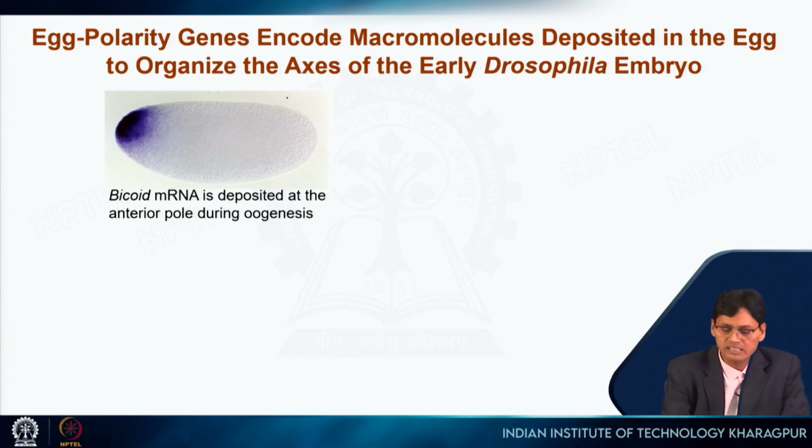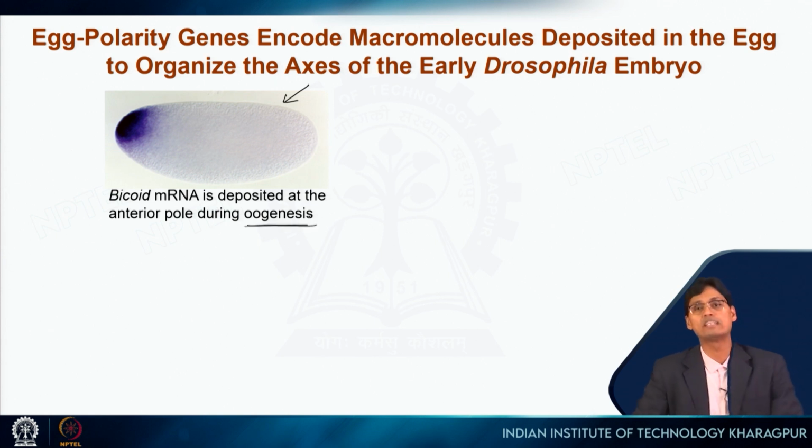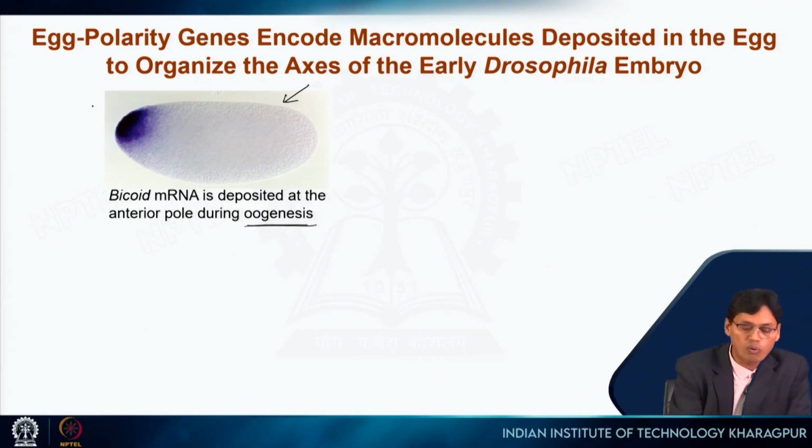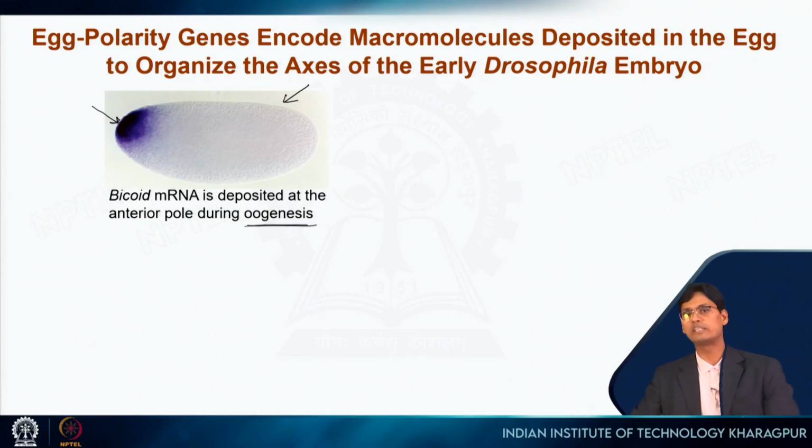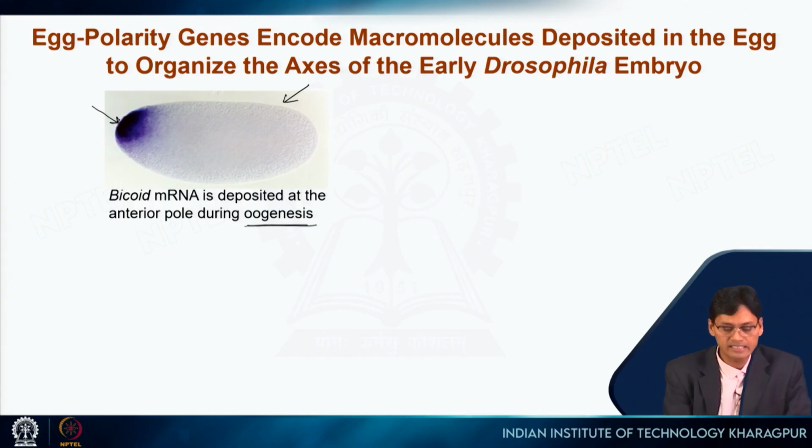Again, this is just a single cell. You can consider that bicoid mRNA is deposited at the anterior pole during oogenesis. That means this egg is not yet fertilized, this is even before fertilization. You can see at one end something is getting deposited. A lot of research on this topic established that what is getting deposited is some mRNA, called bicoid mRNA.